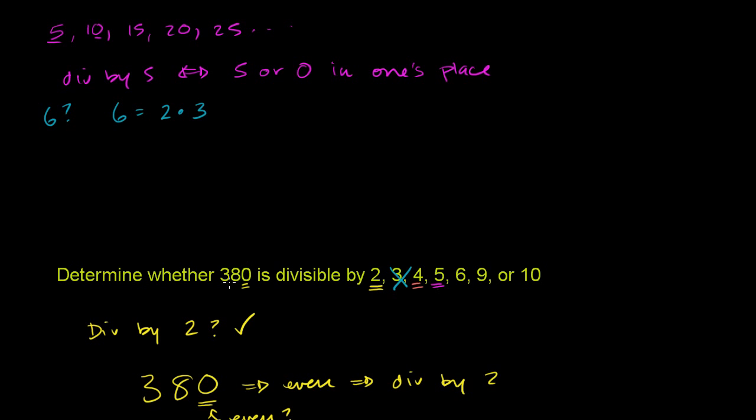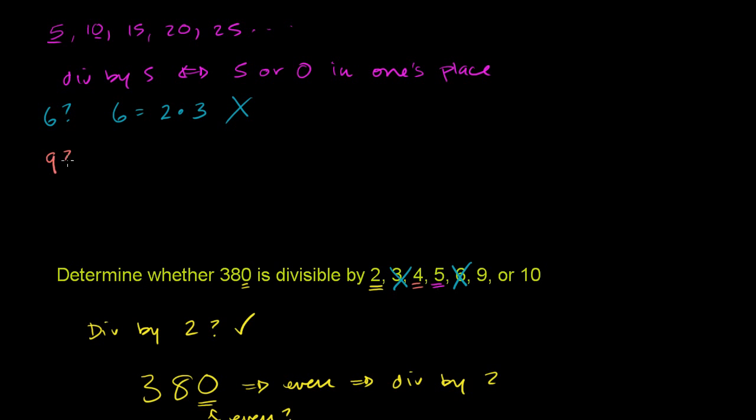Now, 380 is divisible by 2. But we've already established that it is not divisible by 3. If it's not divisible by 3, it cannot be divisible by 6. So this gets knocked out. We are not divisible by 6. Now let's go to 9.